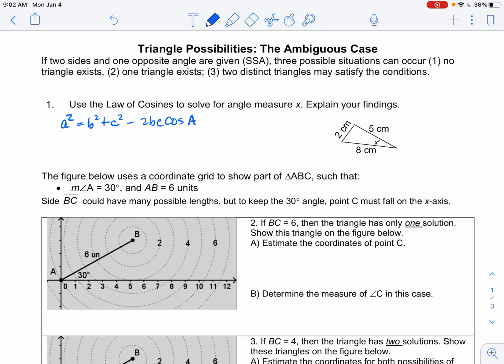In this video, let's take a look at triangle possibilities, the ambiguous case. If two sides and one opposite angle are given, three possible situations can occur. You can have no triangle, one triangle, or two distinct triangles that exist.